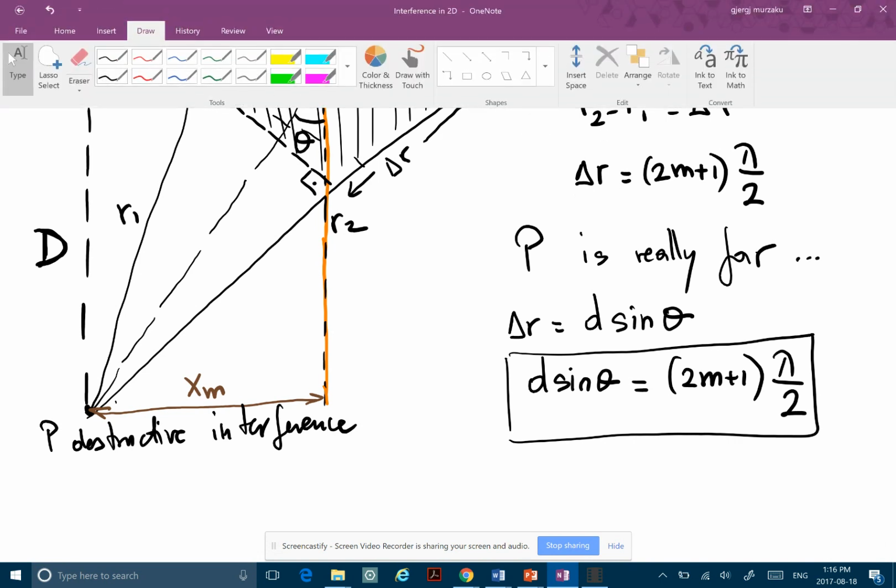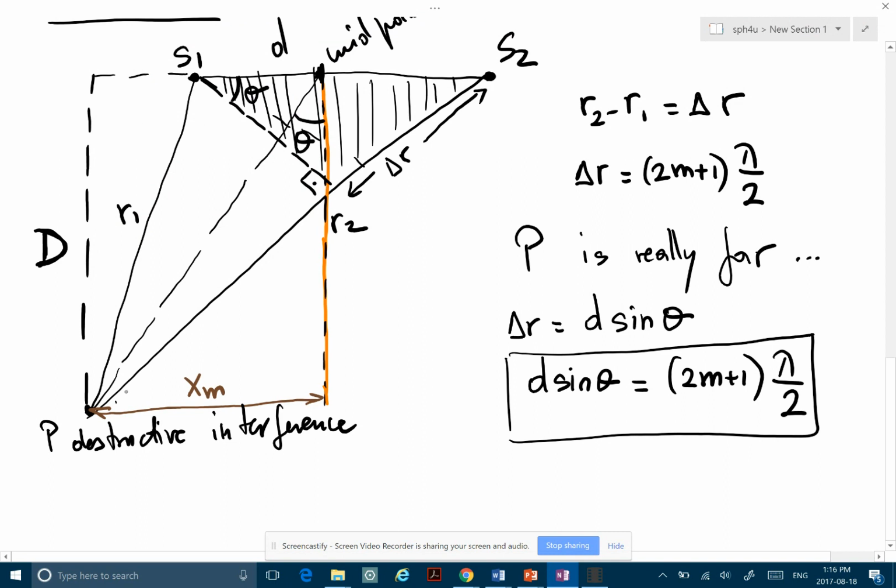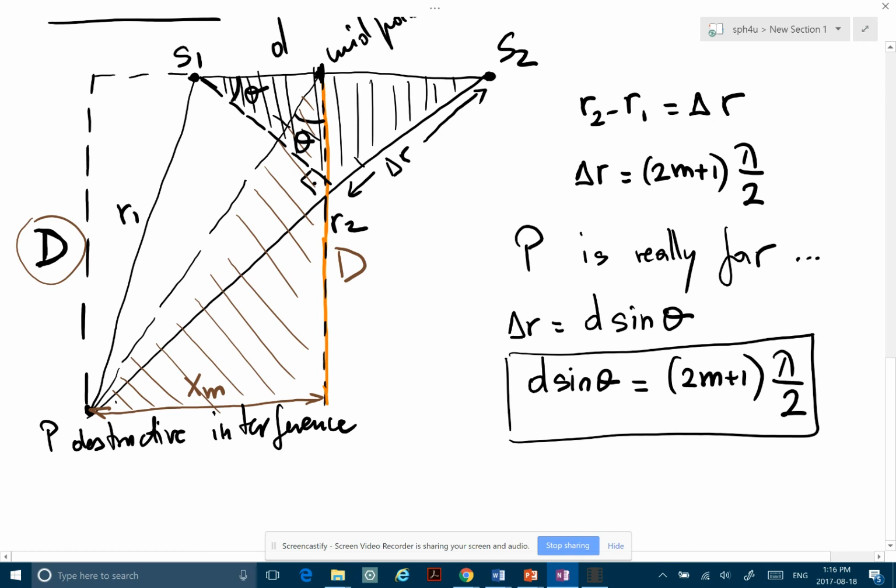All right, and if you notice that we have another triangle there that we are going to use, and that is this triangle here. All right, and we can figure out what is the relationship between xm. The distance, by the way, the vertical distance of the point P from the plane where the sources are is D. So which means this orange line here also is D meters or centimeters, or whatever unit of measurement, long.